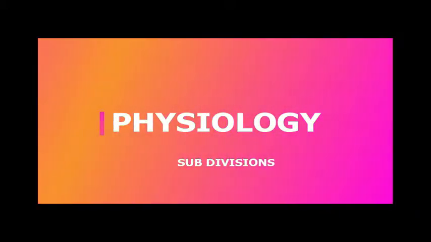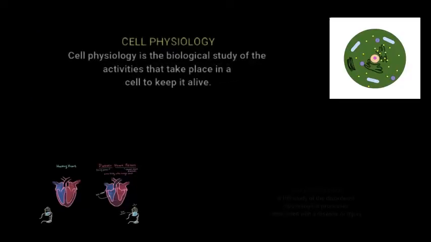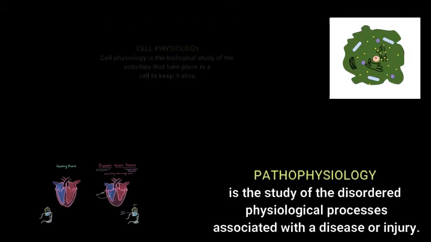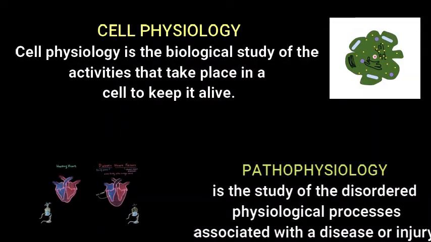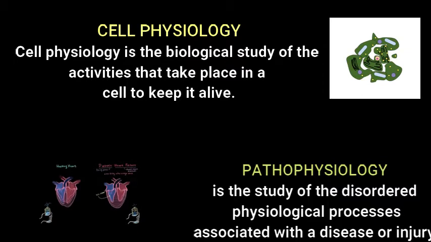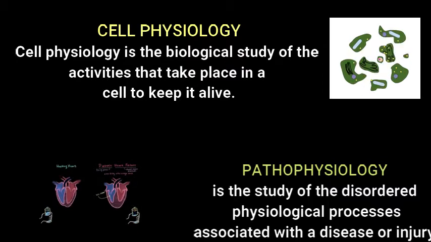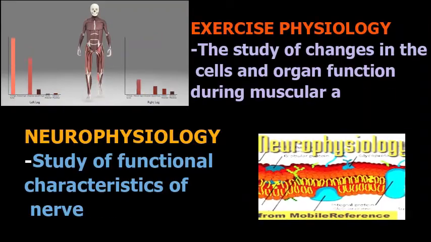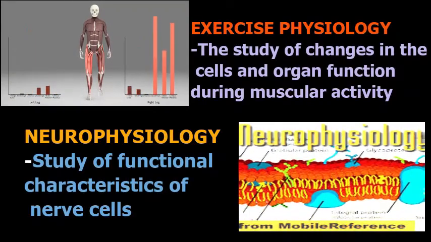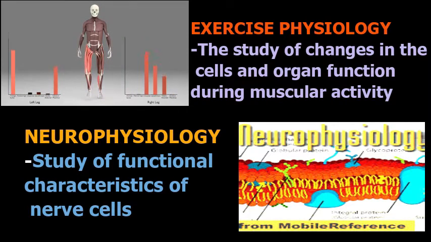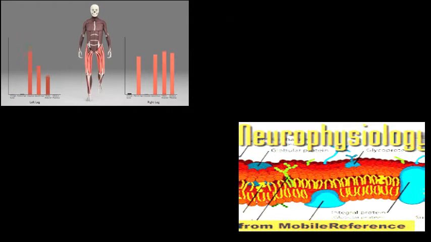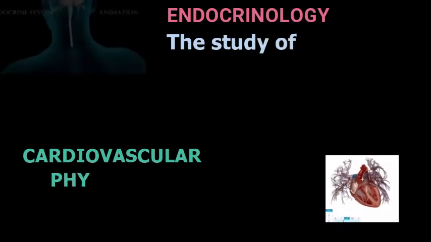About physiology. Cell physiology is the biological study of activities that take place in a cell to keep it alive. Pathophysiology is the study of the disordered physiological processes associated with a disease or injury. Exercise physiology is the study of changes in the cells and organ functions during muscular activity. Neurophysiology is the study of functional characteristics of the nerve cells.